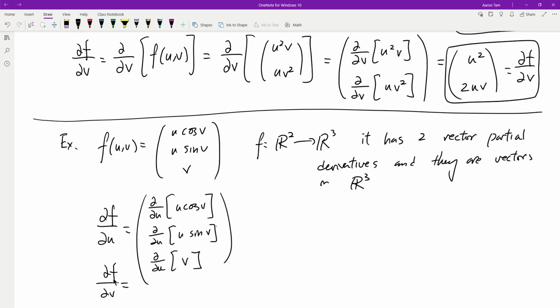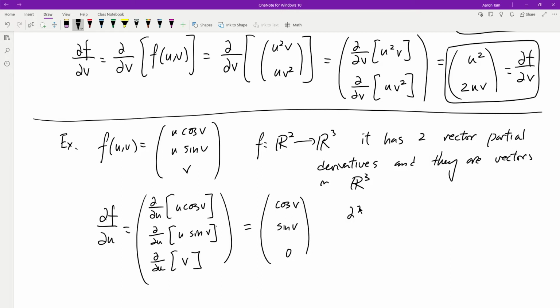And form a vector. And so if I'm doing this correctly, the derivative of u cosine v, where v is a constant, the derivative of u is 1, so therefore it just becomes cosine v. And same thing happens here. The derivative of u is 1, and sine v is a constant, so therefore it becomes sine v times 1, which is sine v. And v is a constant, so when differentiated with respect to u, I get 0.